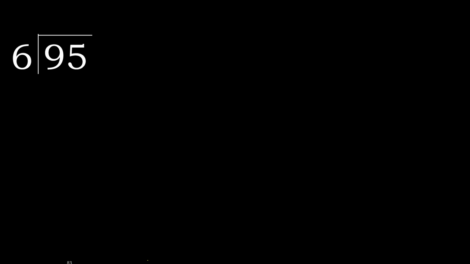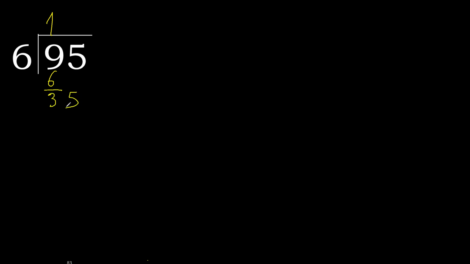95 divided by 6. 9 is not less than 6, therefore we take 9. 6 multiplied by which number is nearest to 9, but not greater? 6 multiplied by 2 is 12, which is greater. 6 multiplied by 1 is 6, okay, which is not greater. 9 minus 6 is 3.